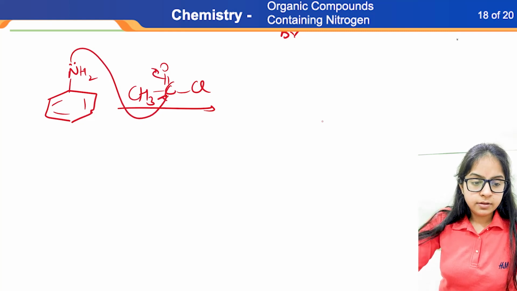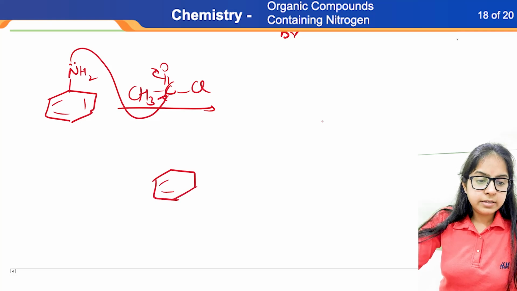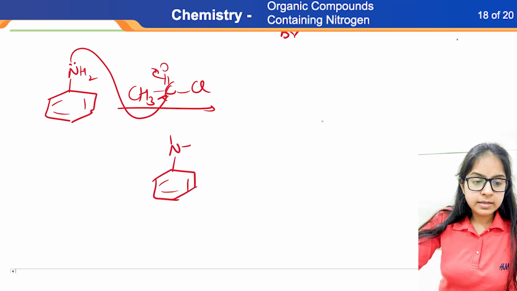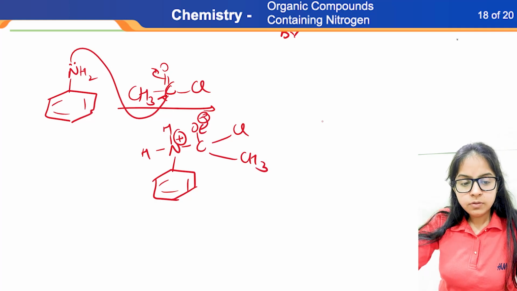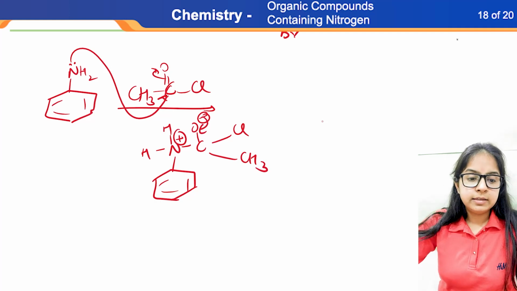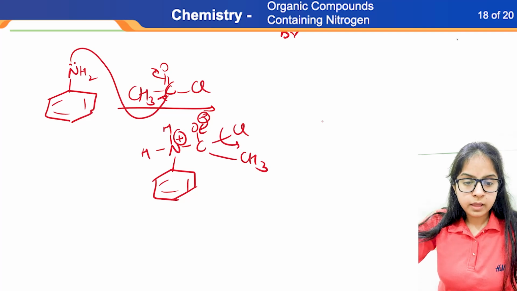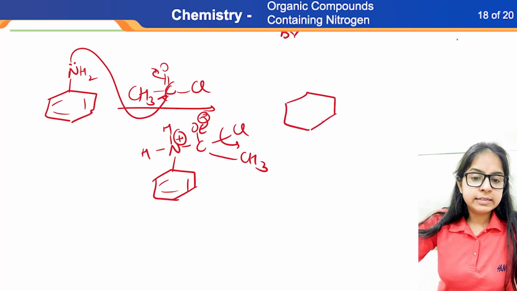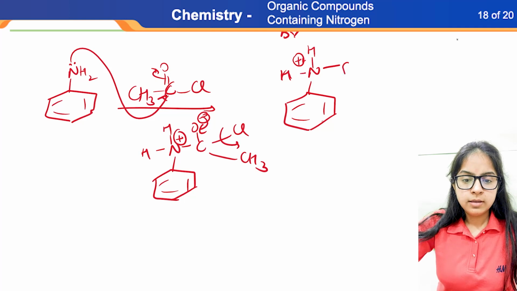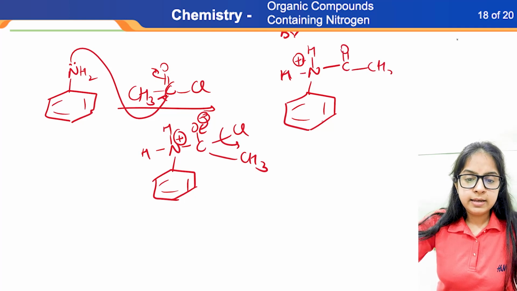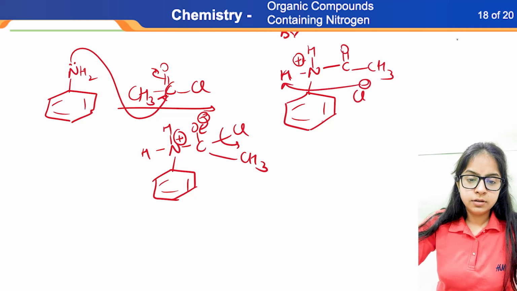That's why you will have NH, here the positive, CO negative, Cl, CH3. Now oxygen is going to back-donate the electron, and Cl is going to leave. Here we have NH positive, CO, CH3. Again Cl negative will take up this hydrogen.